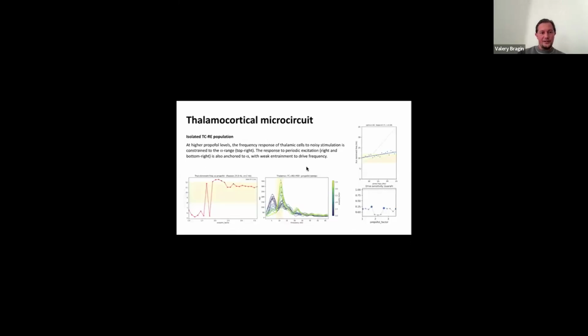So we can observe, this is a power spectrum of a thalamic pair, two populations of projection cells and inhibitory reticular cells. With more propofol, it becomes more bound to the alpha range. And when we apply more and more high frequency stimulation, it doesn't follow it, but stays more or less stuck on the alpha frequency.